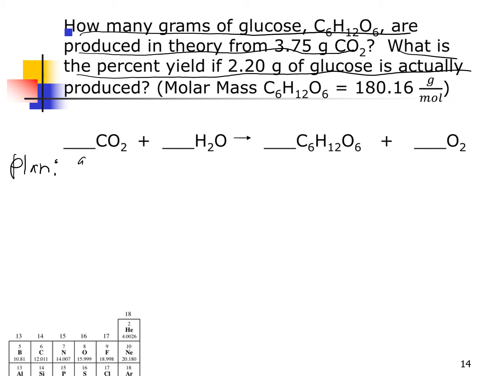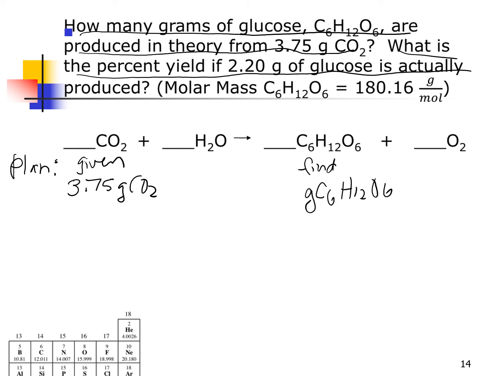We're going to start with what is given, which is 3.75 grams of CO2. What we are trying to find is grams of glucose, which is C6H12O6. So we need to make our plan. We have grams of one compound, we're going to grams of a different compound. We cannot go directly. We need to find our intermediate step, which is the mole. So moles of CO2, we can convert to moles of glucose, C6H12O6, and then to grams of what we're looking for.